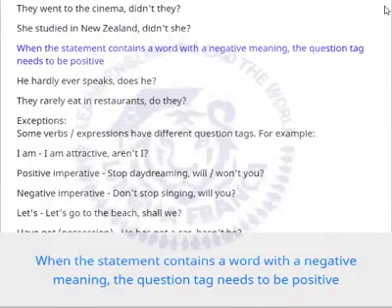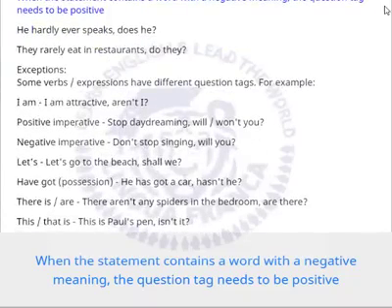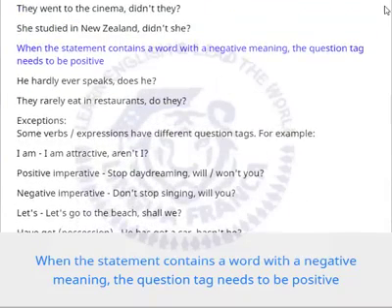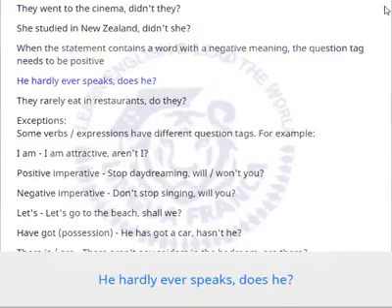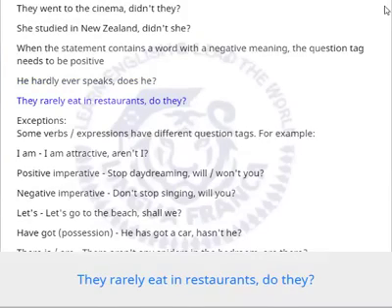When the statement contains a word with a negative meaning, the question tag needs to be positive. He hardly ever speaks, does he? They rarely eat in restaurants, do they?